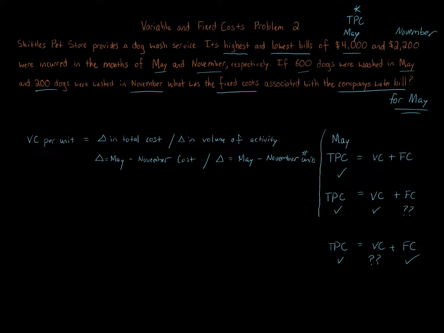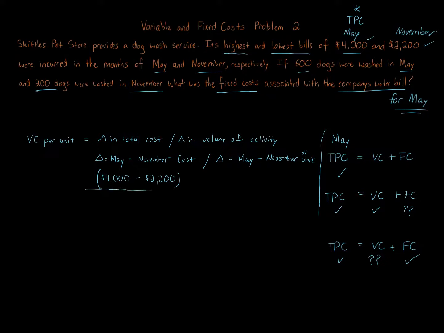So we can solve for these things. Let's go ahead and first look at the cost. So we're given $4,000 and $2,200. So we have our $4,000 amount. Let's put these in parentheses, minus $2,200. That's going to be our numerator.